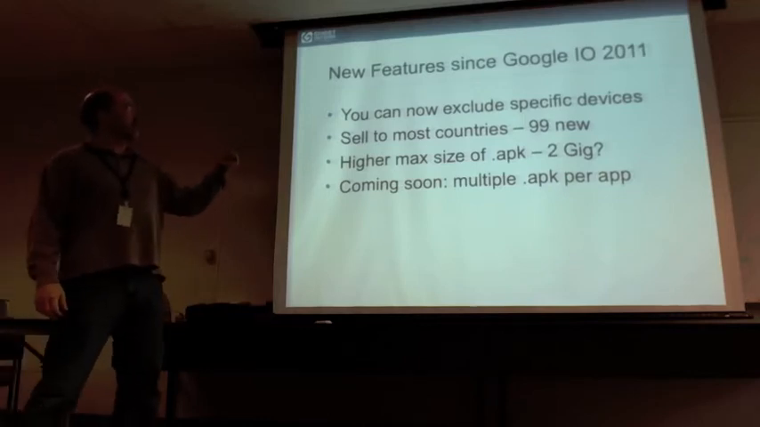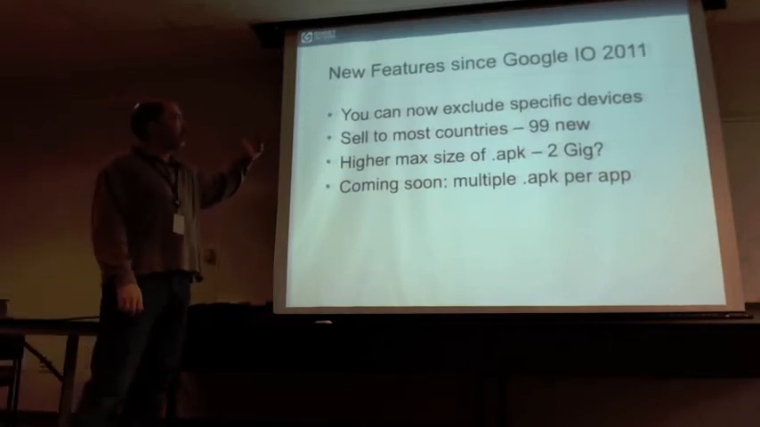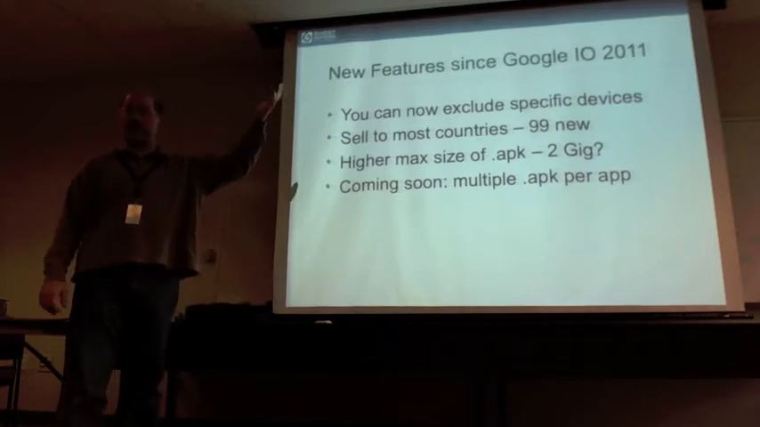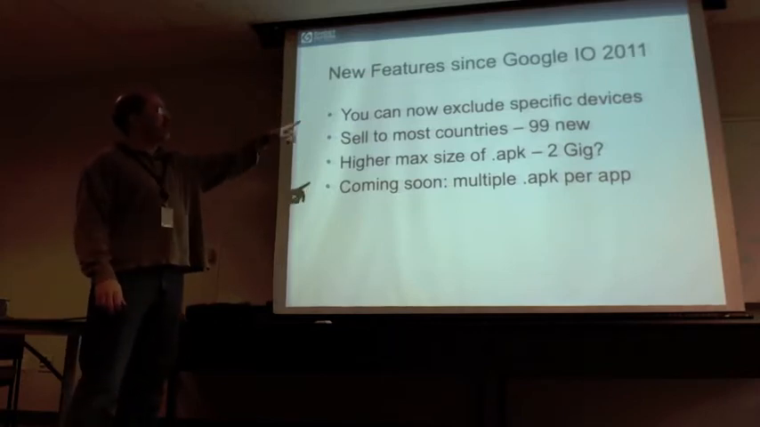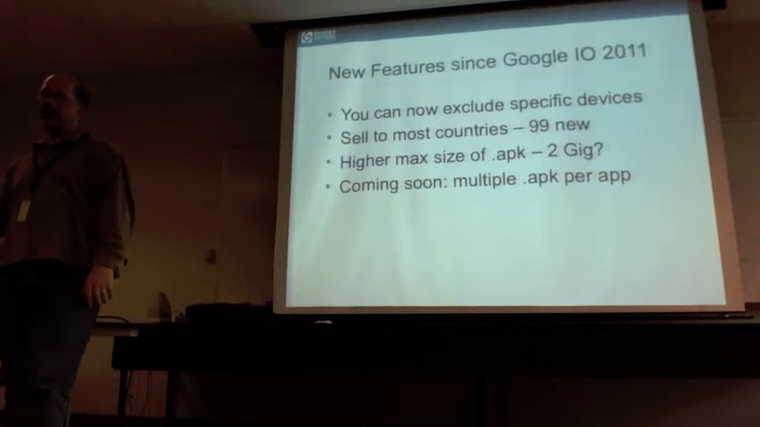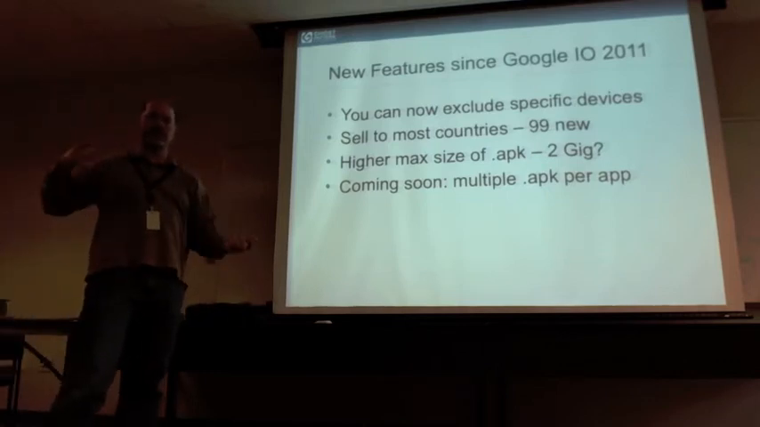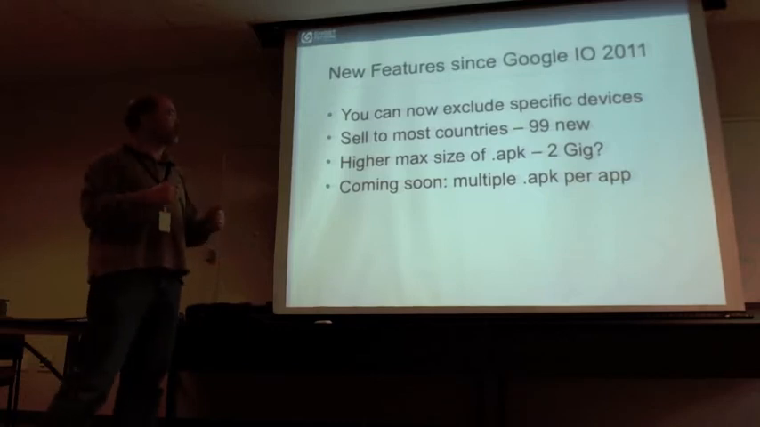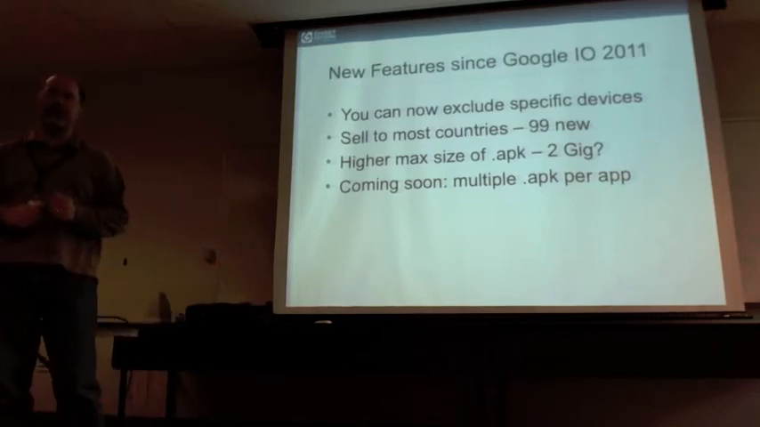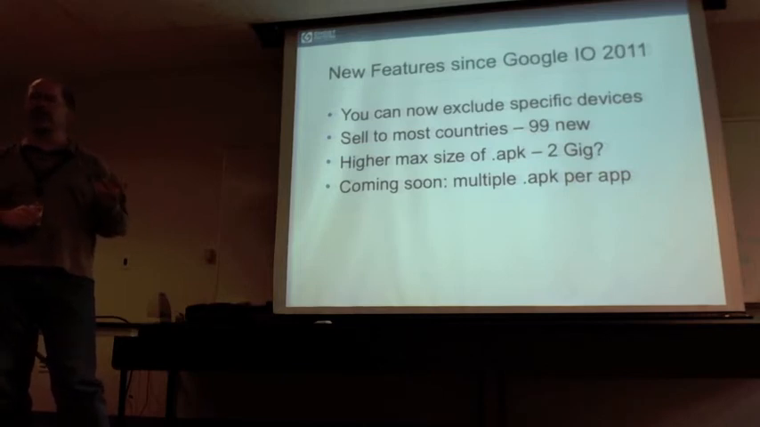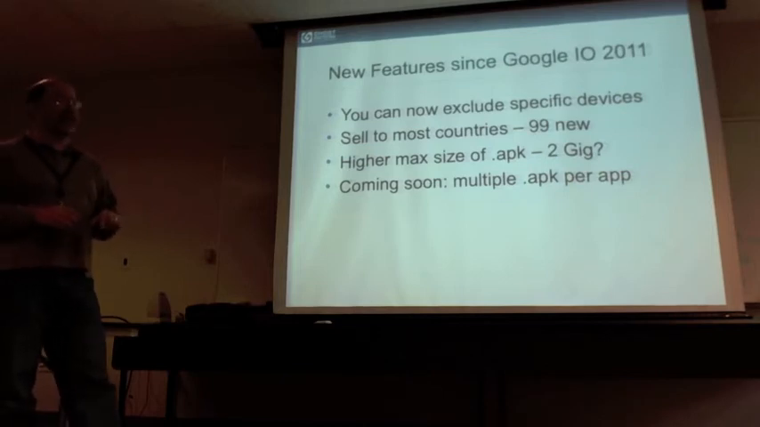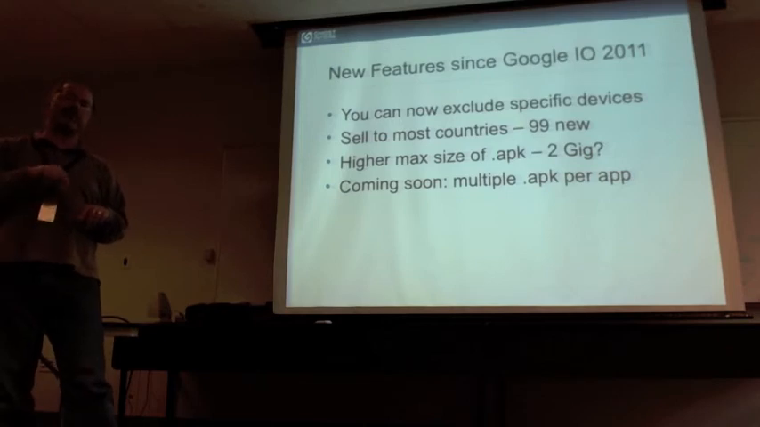So, interesting thing, new feature since Google I/O, just the other day, right? You can now exclude specific devices. So let's say you're running the next Angry Birds. It's awesome. It's a game. It's pushing those pixels, and there's some poor sap that's got this really crappy old device. You can actually exclude him so he never buys your app and then starts whining and complaining.